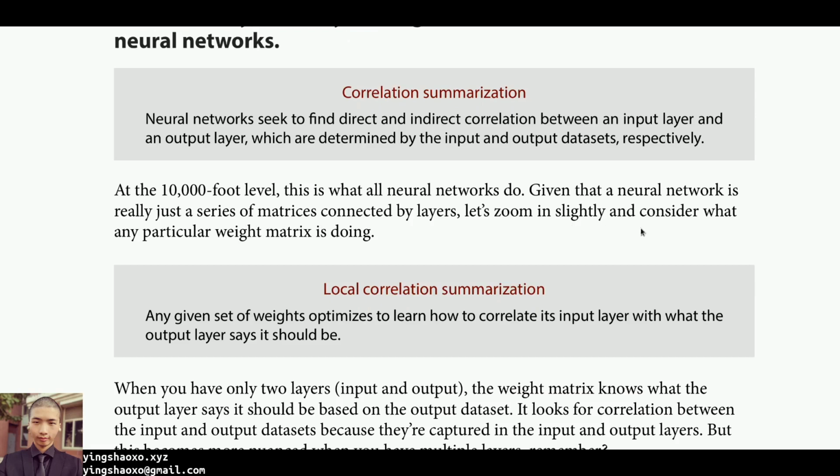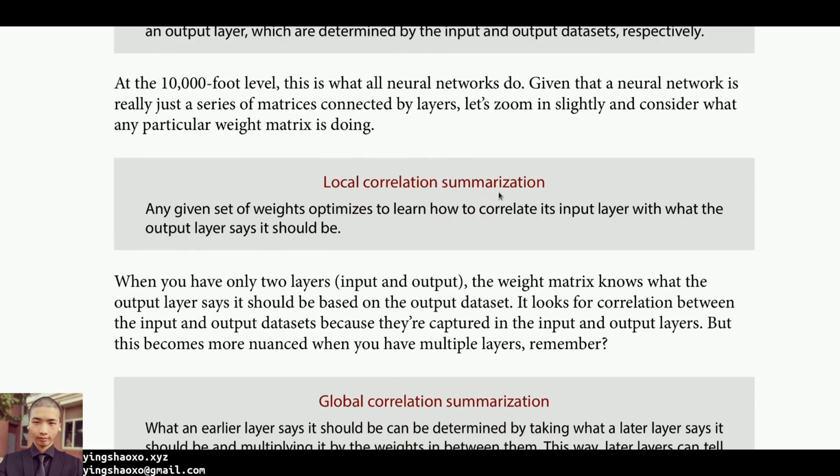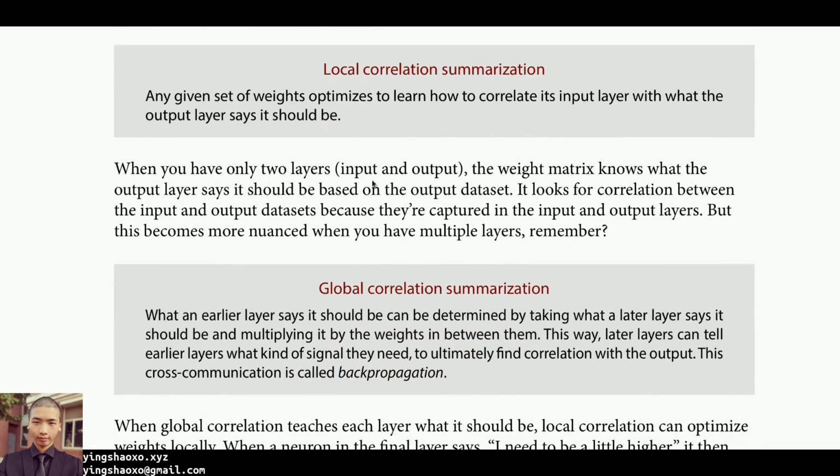Let's zoom in slightly and consider what any particular weight matrix is doing. Local correlation summarization: any given set of weights optimizes to learn how to correlate its input layer with what the output layer says it should be. When you have only two layers, input and output, the weight matrix knows what the output layer says it should be based on the output dataset. It looks for correlation between the input and output datasets because they are captured in the input and output layers. But this becomes more nuanced when you have multiple layers, remember?